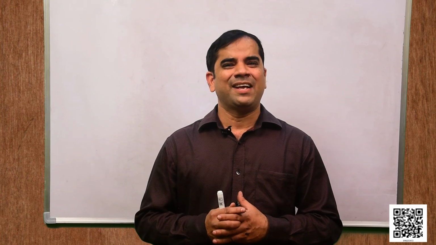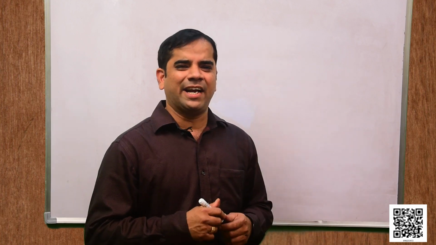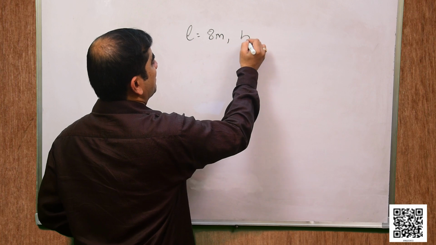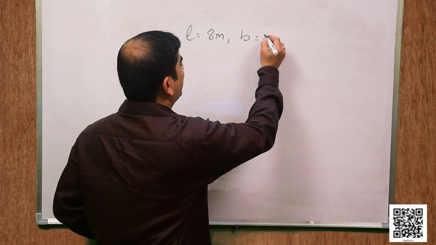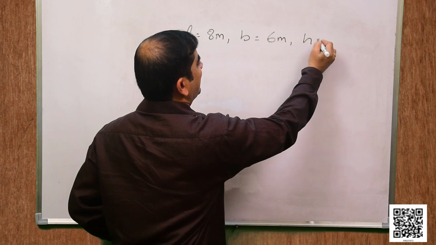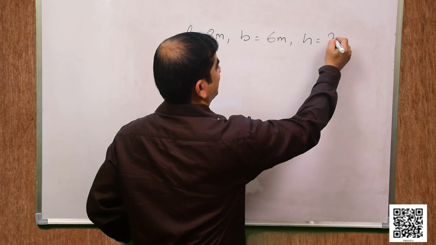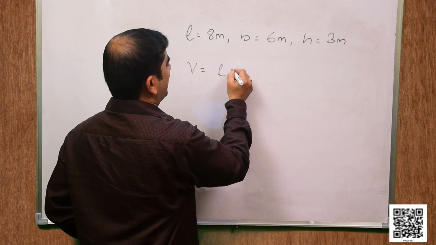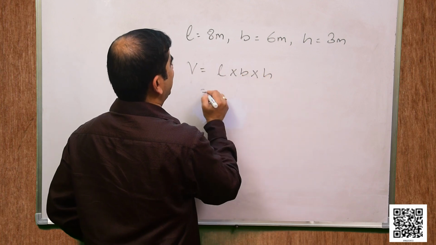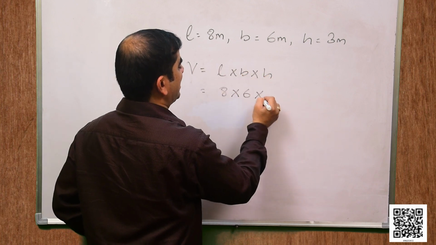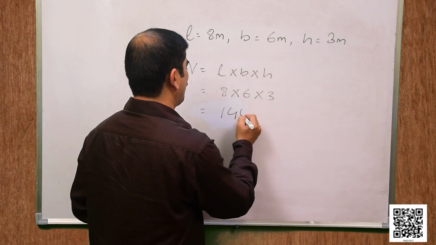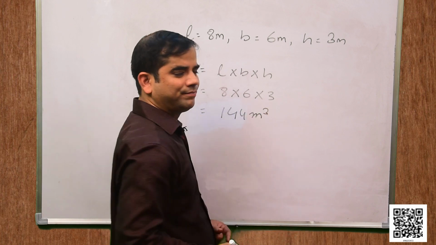So, as per the given data, length is equal to 8 meter, breadth is equal to 6 meter and height is equal to 3 meter. So, let us find the volume. Volume is equal to length into breadth into height, that is 8 into 6 into 3, that is equal to 144 meter cube.